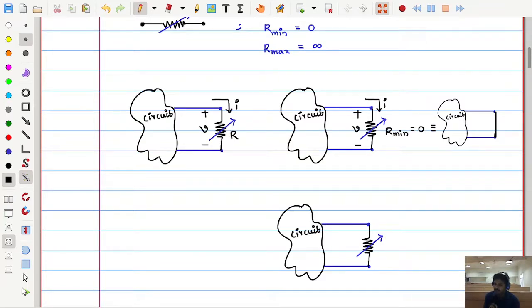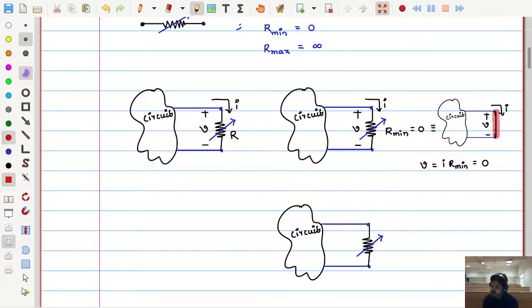Now one very important thing we can observe: when the resistance of this resistor is 0, then the voltage appearing across that branch will be simply 0. Why? Because you can see V is equal to I into R min. How much is the R min? 0. So this goes to 0. This is one of the important characteristics, which we call the short circuit.